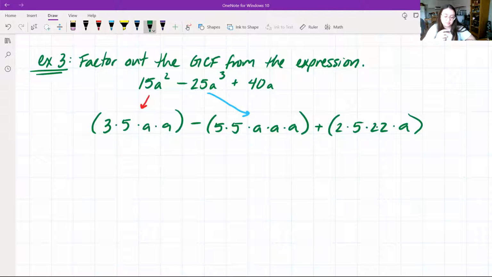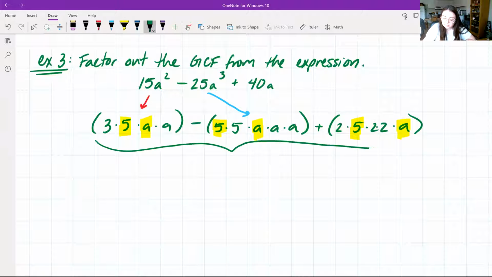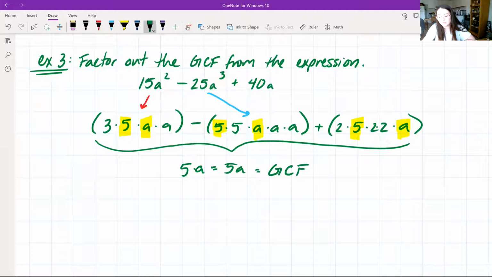So now we want to identify what factors appear in each one of our factorizations. So we see there's at least one 5 in each factorization and one a. So 5 times a, which is just 5a, is the greatest common factor. So we've identified our greatest common factor, and now we want to factor it out.